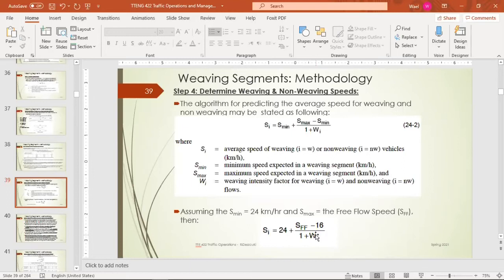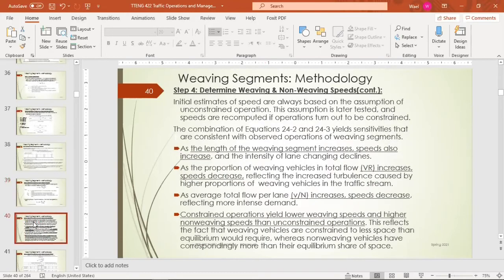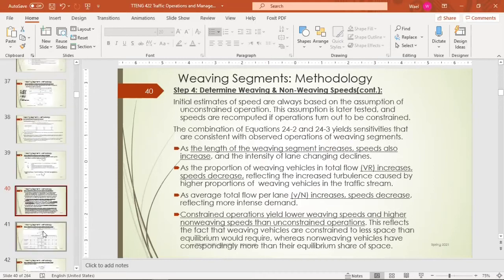We calculate W for both, and then we substitute to get the speed for the non-weaving and the weaving. Okay, so here we determine the weaving and non-weaving speeds. In order to do that, we have to calculate the weaving intensity, okay, and substitute in that form.